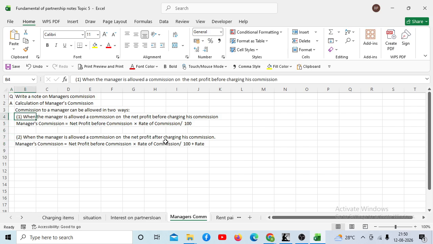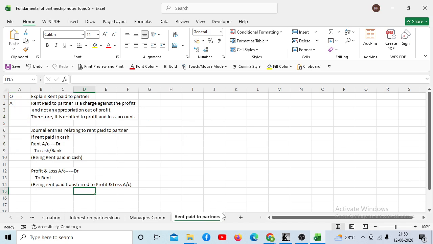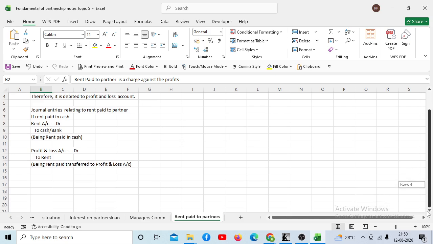Now let us talk about rent paid to a partner. Explain rent paid to a partner. See, rent paid to a partner is a charge against the profit and not an appropriation out of profit. Therefore, it is debited to profit and loss account. The journal entry will first be for paying the rent: rent account debit to cash or bank. Then for transferring the rent, the entry will be profit and loss account debit to rent. So these are some of the concepts.